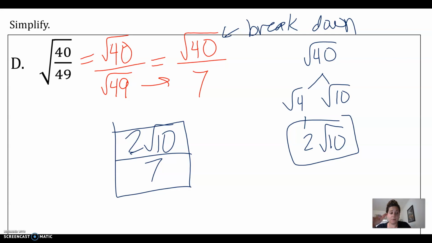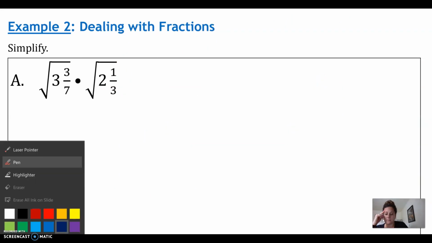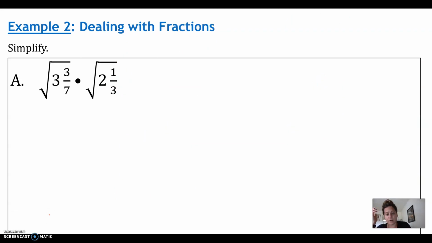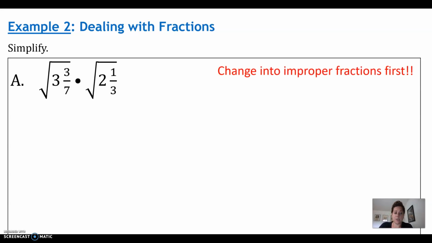Now my next 2 are going to look a little bit different than this. So they look like this, where you're going to take 2 radical problems that contain both fractions. So when you see a problem like this, the first thing I need you to do is change into improper fractions first. So if we don't remember how to do this, you do big number times the small one plus the top.